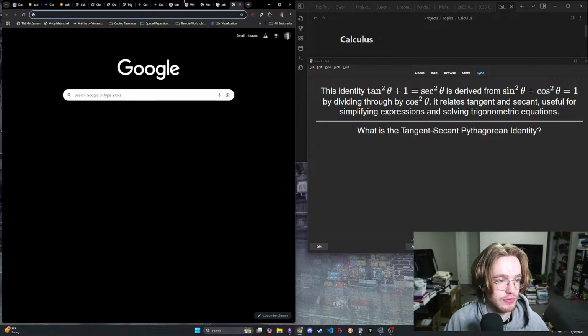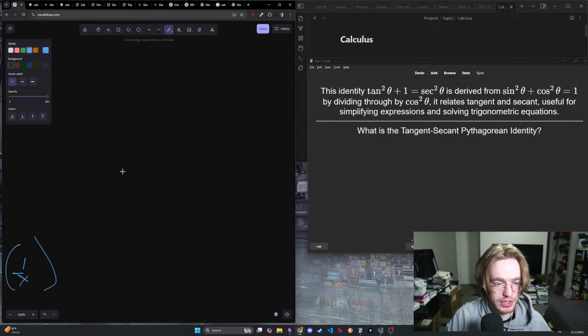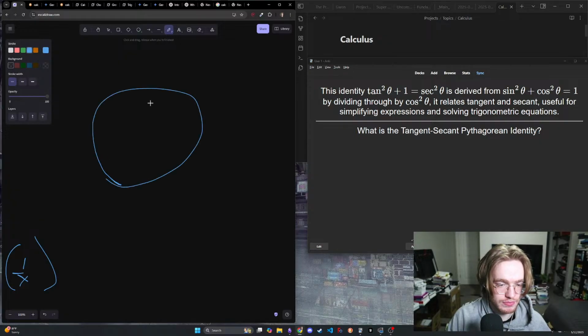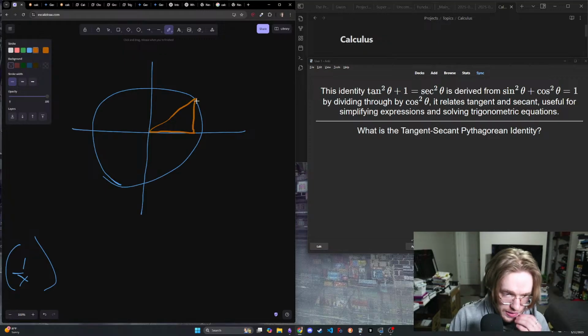Yeah, so if we go to Excalidraw and we have a circle, it's pretty bad. Oh, it's even worse. Okay, so actually I'm going to switch up our colors here. We have our hypotenuse. We have our adjacent. Oh, maybe I should make him a little shorter. We have our adjacent, and we have our opposite.